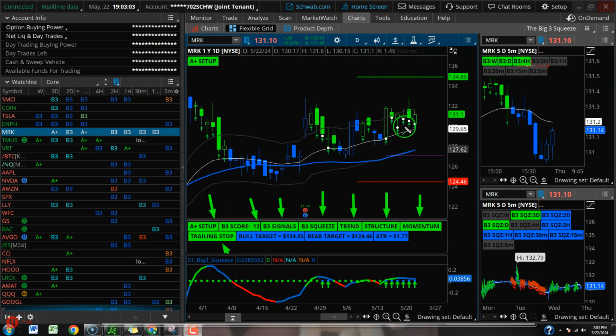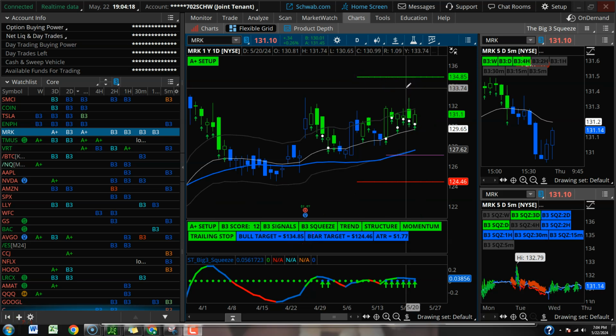When we find the A plus setup, whether it be a daily squeeze, a weekly squeeze, or a 5-minute squeeze, we want to aim to take our entries as close to that 21 EMA as possible. The break of that 21, that'll typically be our exit. So by taking the entry near that mean, we can control a nice tight risk. The profit target on the trade, that's our bull target, 134.85, and that coincides with that solid green line up here. 134.85.